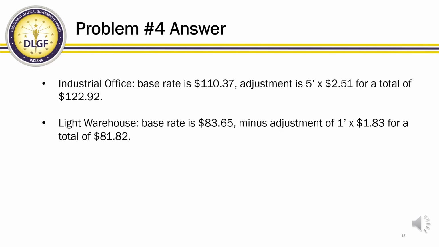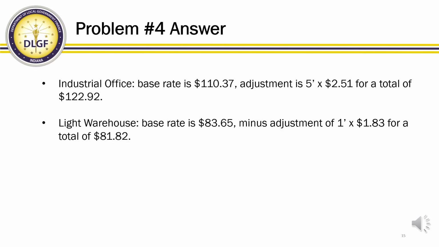So we need to go to finish divided, FD, because that's what our industrial office is. We're going to go to our wall type 2, and we're going to go over to our par of 3. So we're going to have a wall height adjustment of $2.51. Now that's for 1 foot, so we need to multiply that by 5 to get our 5-foot wall height adjustment. Then we're going to add that to the base rate, and we're going to get a new total base rate for our industrial office of $122.92.